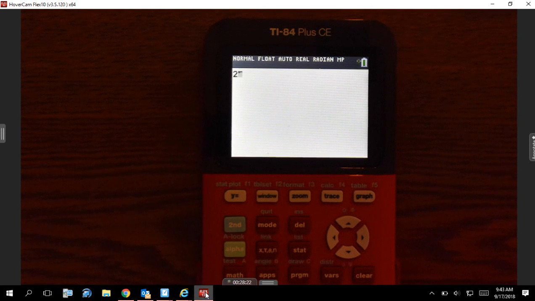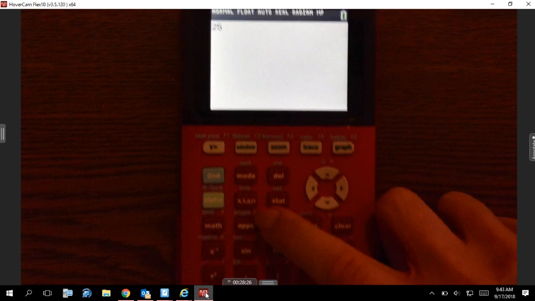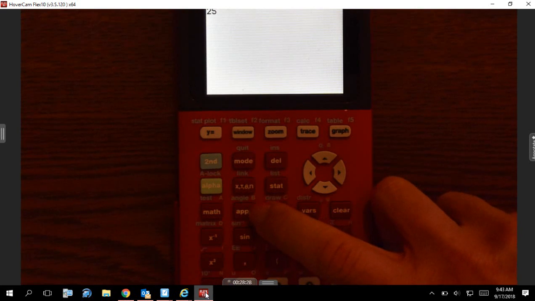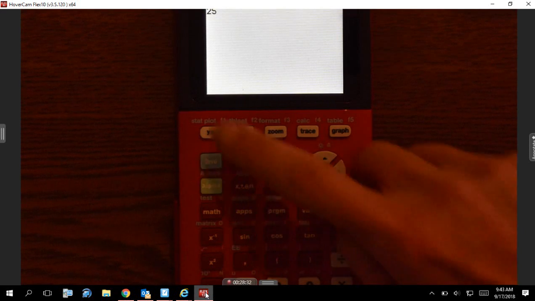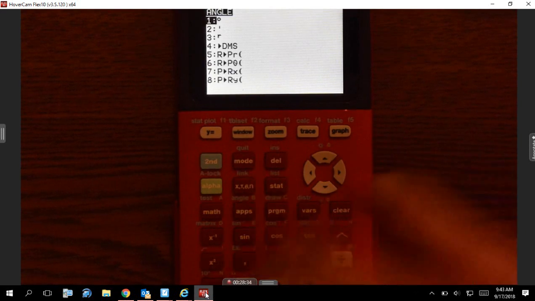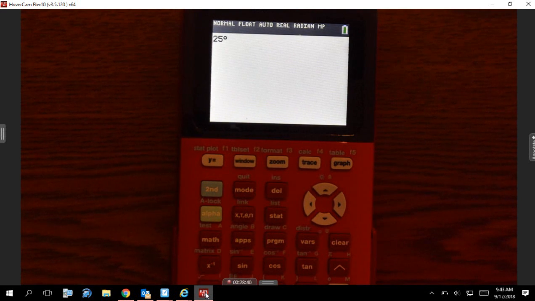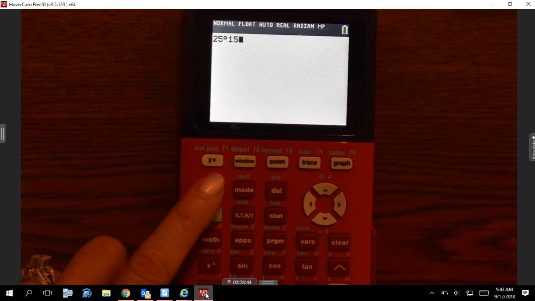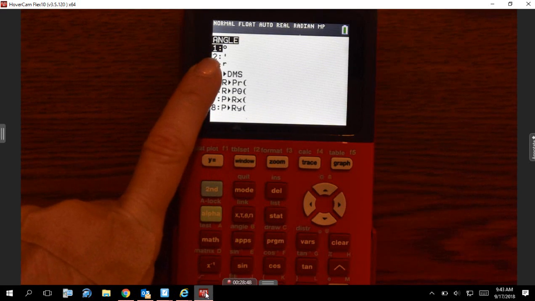Okay, so 25, and then there's a button. It is second, and then it's the apps button, but has the word angle on it. Second angle, and you will see the degree symbol. So we're going to hit enter, and then is 15 next? Yeah. And then we have to do minutes, and that is also under second angle. You'll see number 2 is minutes.